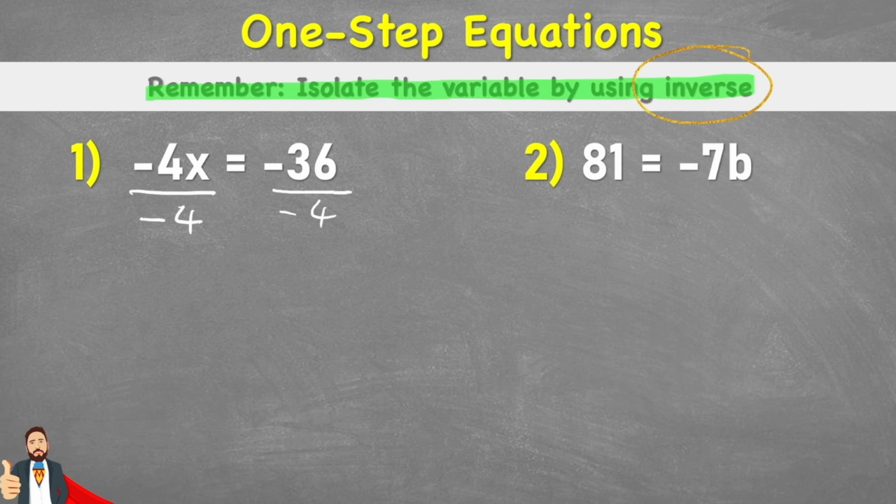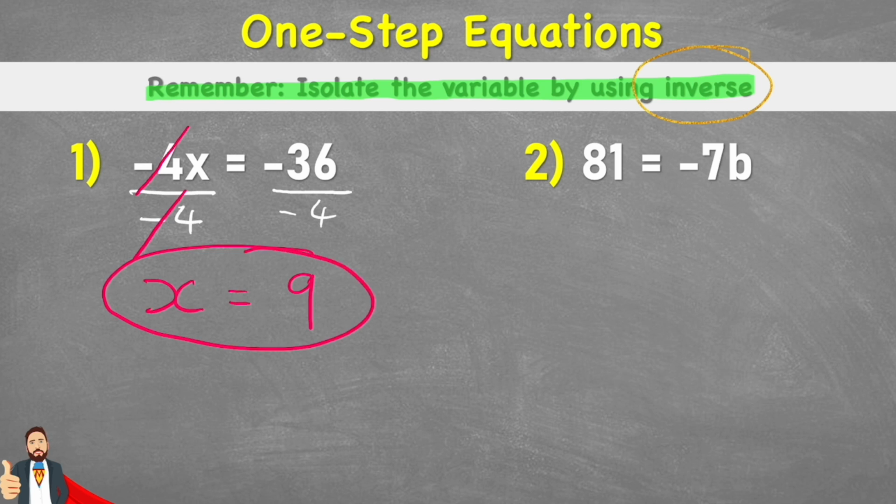So looking at the left-hand side first of all, negative 4x divided by negative 4, well, the multiplication and the division cancel themselves out, because negative 4 divided by negative 4 would leave me with 1x, or therefore just x. So I have x equals, and then on the other side, negative 36 divided by negative 4. Well, when we divide two negatives, we end up with a positive. So we can, for a moment, just think of it as 36 divided by 4, which would be 9. And knowing that two negatives divided by each other means that we would end up with a positive, our answer is x equals 9.